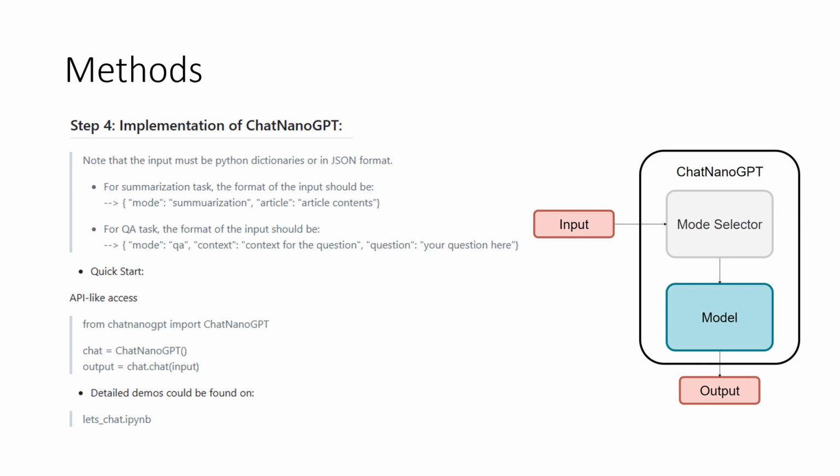Then you can put the article attribute for the summarization task, or you can put the context and question attributes for the question answering task. Plus, this class is made to be easy to use, as you can just import the ChatNanoGPT module and place in your input.